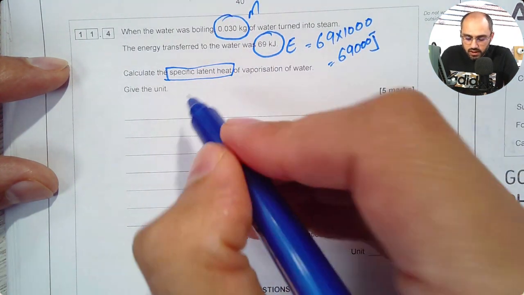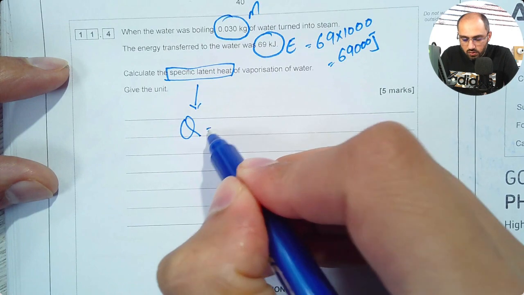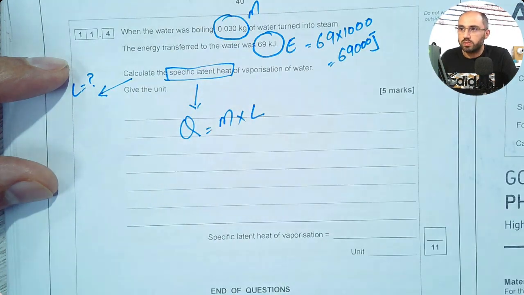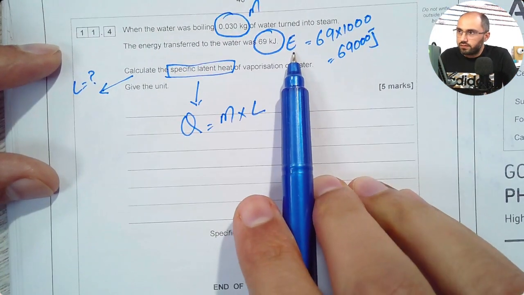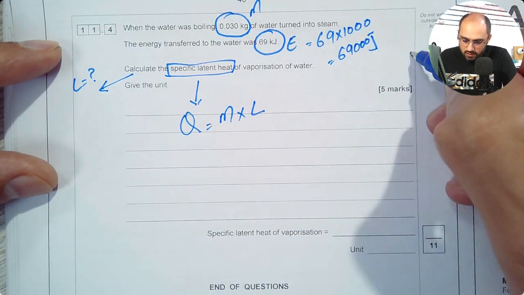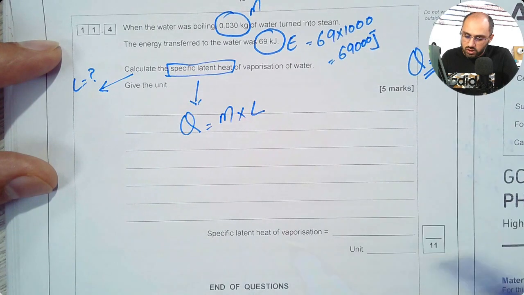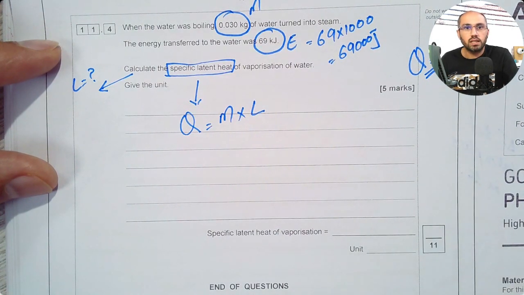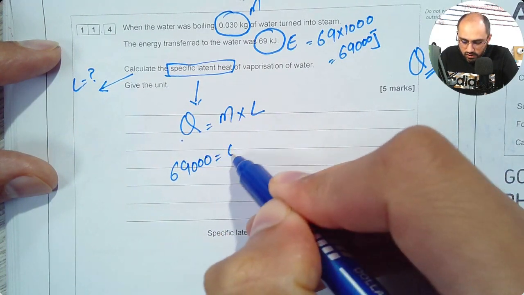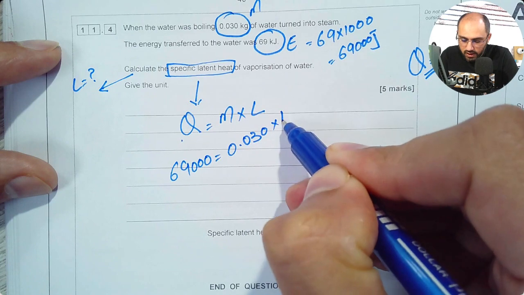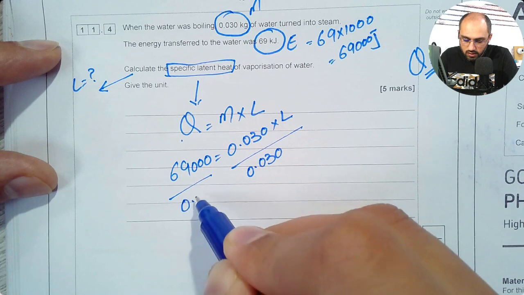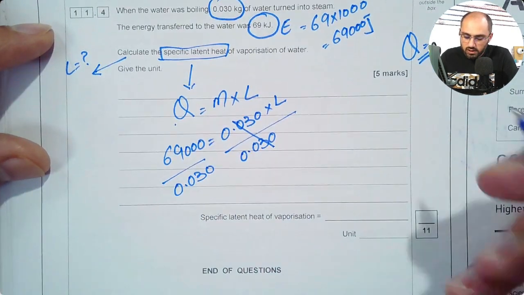So the specific latent heat has a formula which is Q equals M times L. Let's put down L equals question mark. Now I wrote E for energy here, but when you use this expression, Q is same as E. Okay, so I can just replace them with their values and solve, and I'll end up with the answer. So instead of Q, I can write down 69,000. Mass is 0.030 times L. To solve this equation, I'll divide both sides by 0.03. This side will cancel out. I'll be left with L.